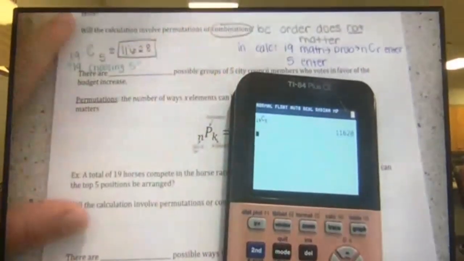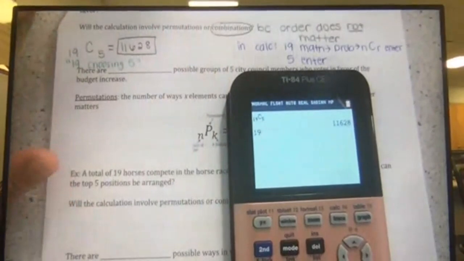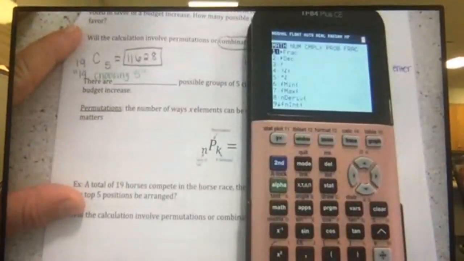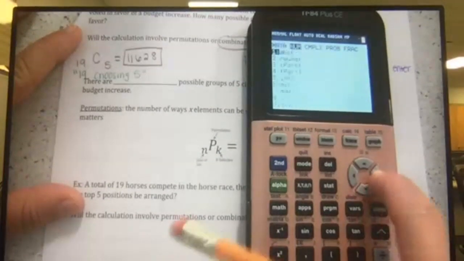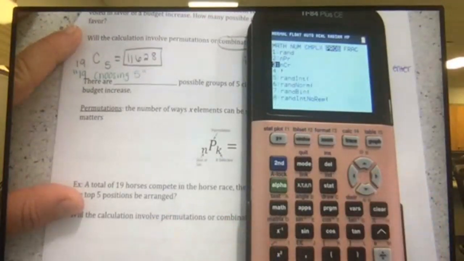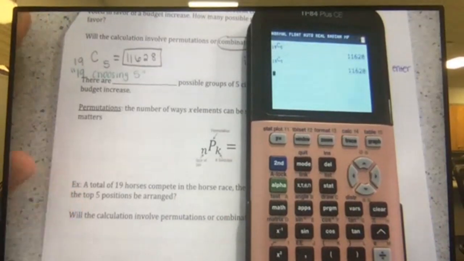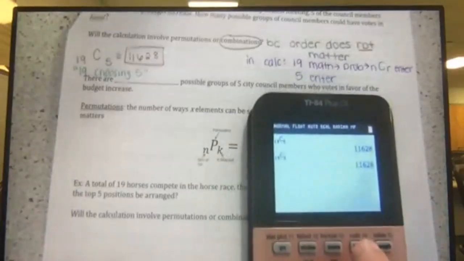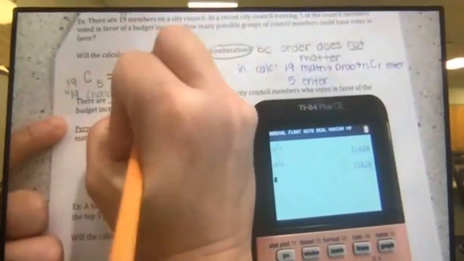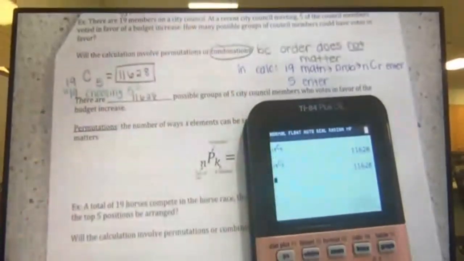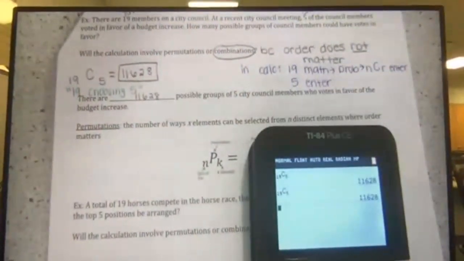One more time if you missed it in the calculator. First type in your 19, then hit your math button. Right here's math. Scroll over to probability, go down to combination, which is number 3, press enter. You're choosing 5, so 19 choose 5, press enter. And there's our definitions. So there are 11,628 possible groups of 5 city council members who vote in favor of the budget increase.